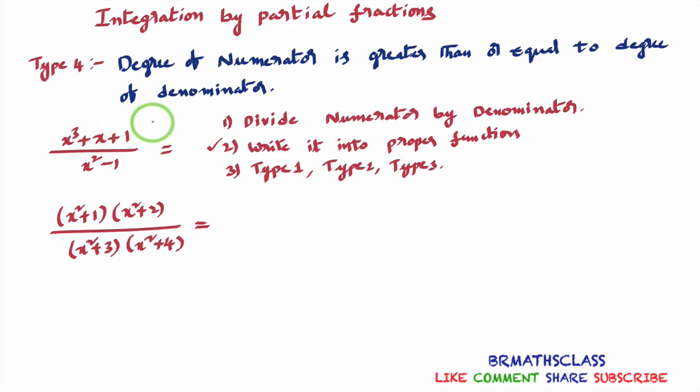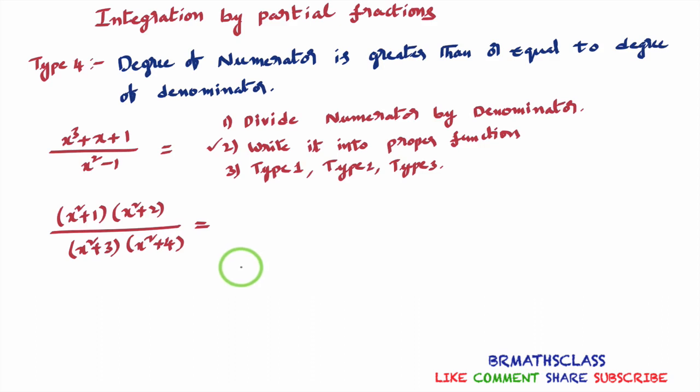Then we proceed further. You see this problem, degree of numerator is 4. What is degree of denominator? Degree of denominator is also 4. Here degree of numerator is equal to degree of denominator. Is it an improper function or not? Yes, it is an improper function. When you identify that the given rational function is an improper function, then we divide numerator by denominator and we write it as a proper function, and then we will proceed as per type 1 or type 2 or type 3.